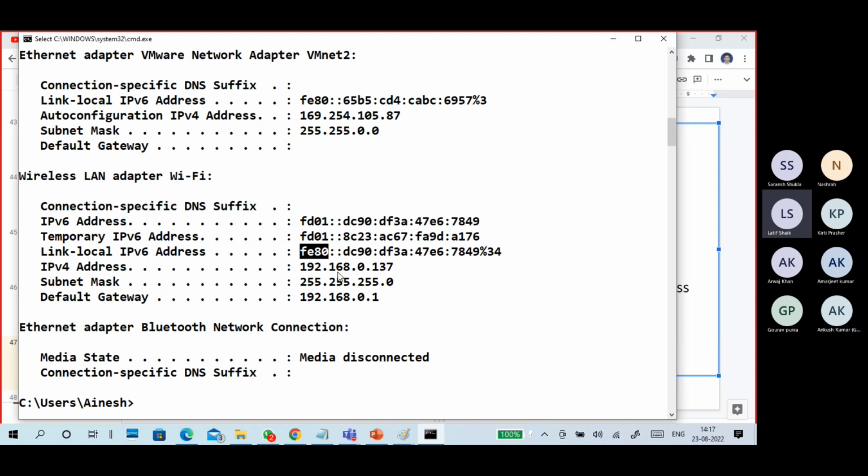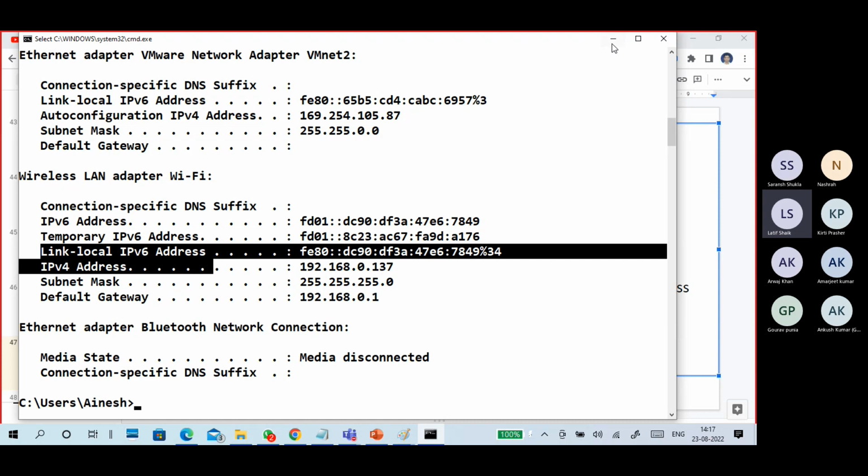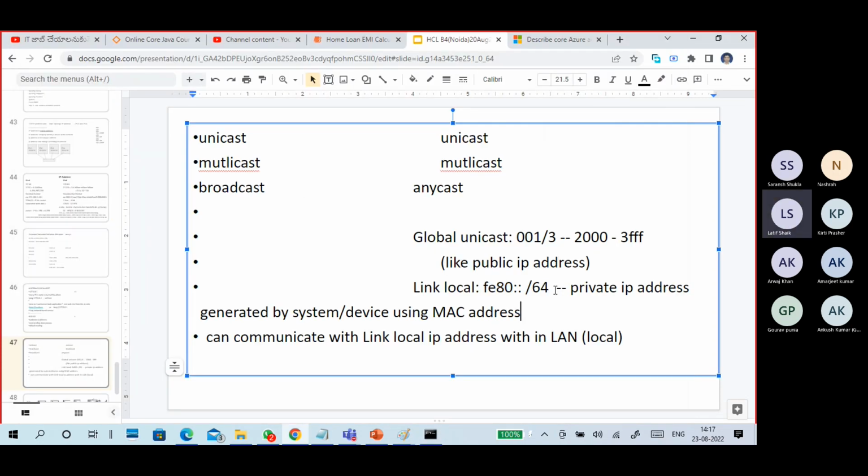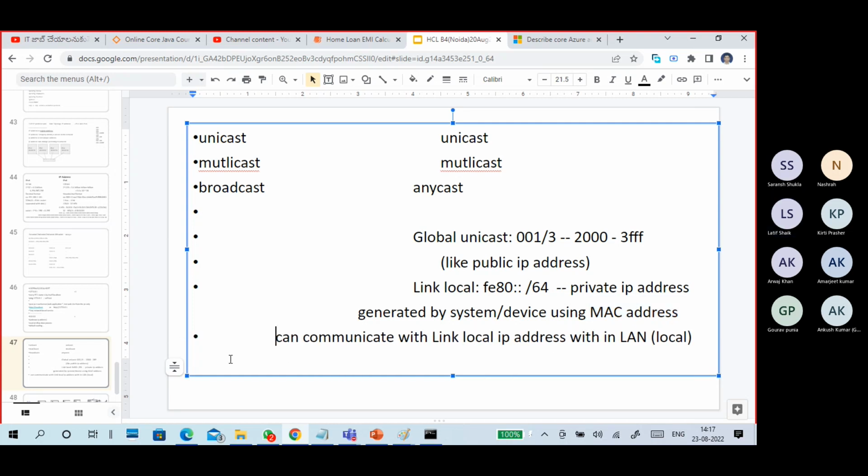A PC IP address starting with FE80 is a link-local IPv6 address. This works only in the LAN. It is generated by your system using your local MAC address. This only works for local communication.